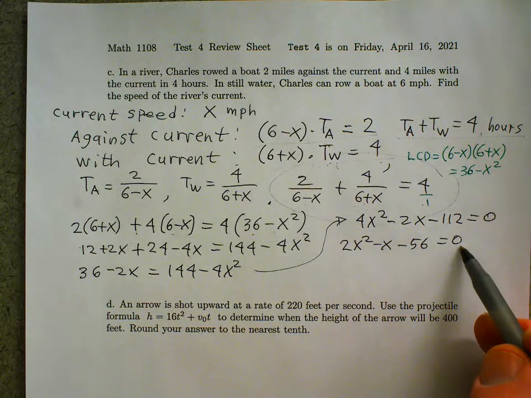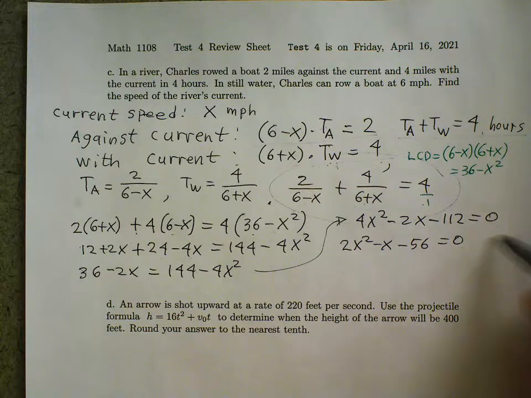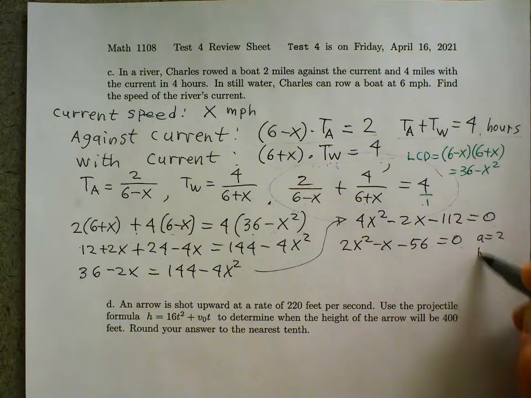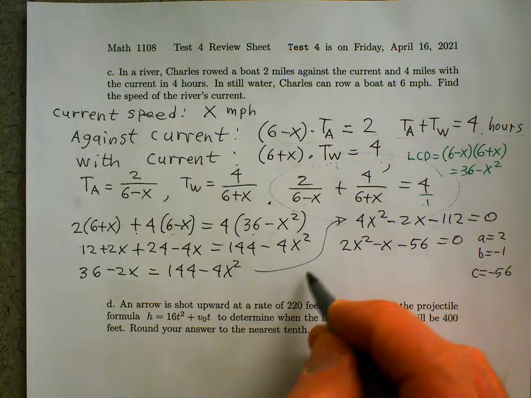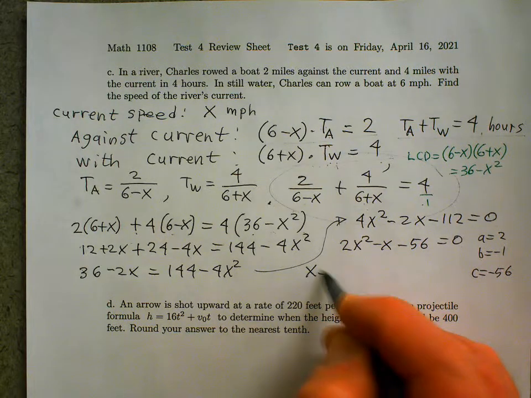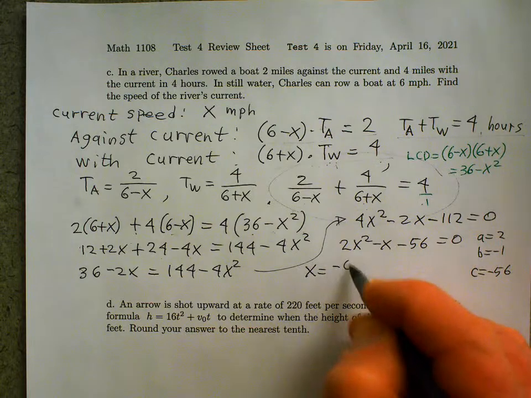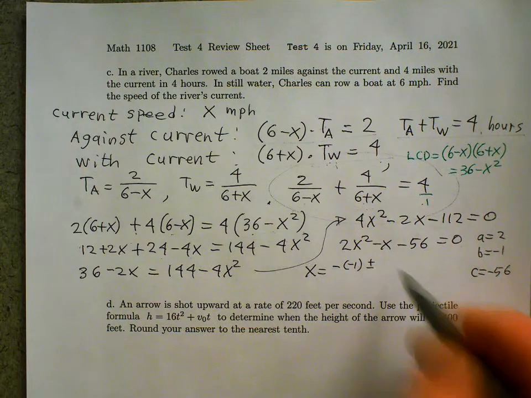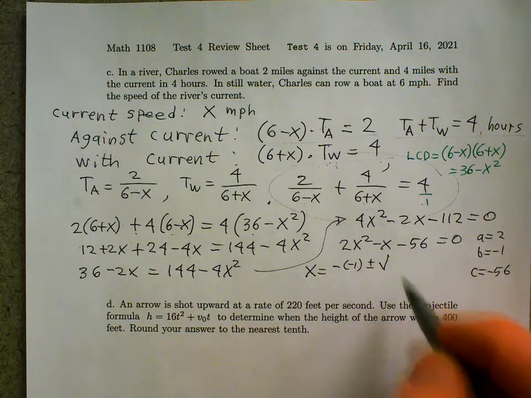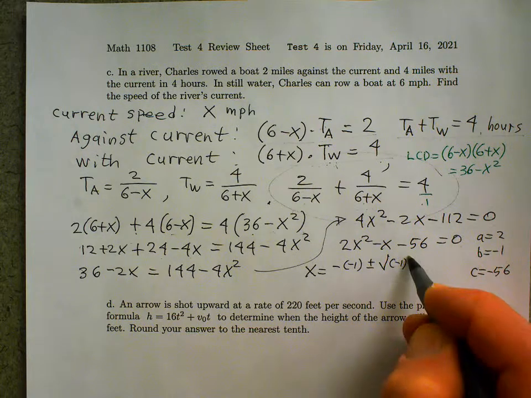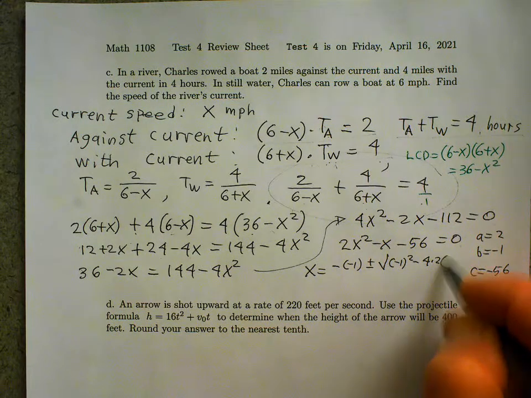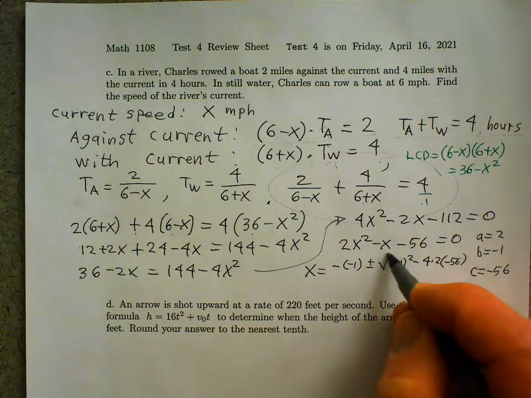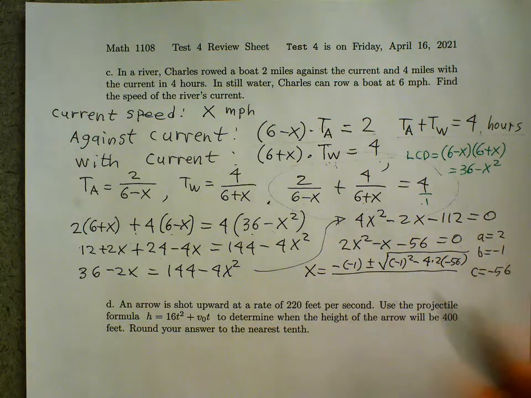And then use the quadratic formula, where a is 2, b is -1, and c is -56. So squeeze what I can in here, so we get x equals the negative of -1 plus and minus the square root of -1 squared minus 4 times 2 times -56, all divided by 2 times 2.